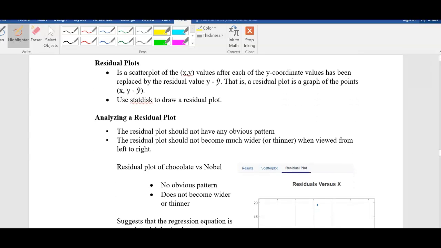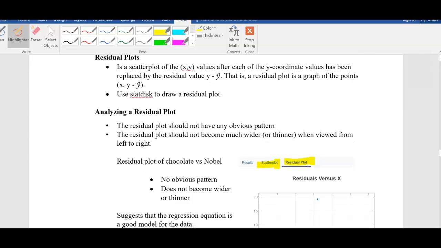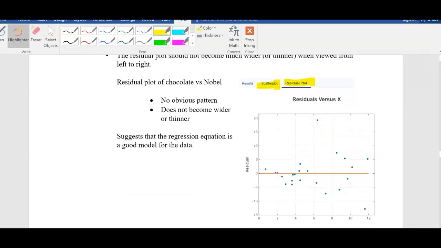Okay, residual plots. When you go onto StatDisk, there is a residual plot. When you did your scatter plot up here, click on the next one beside it that says residual plot. When you look at this to tell if it's good or not, there can be no obvious pattern. My dots can't go like that. If there's a pattern, it's bad. The other thing it cannot do is look like it's getting wider like this. My dots can't go like that. This one, because of this guy, doesn't. But if that wasn't there, then we would say this is bad too.